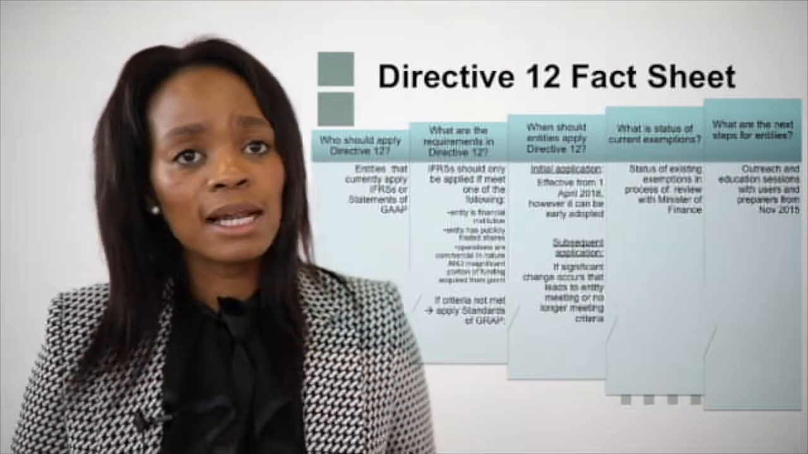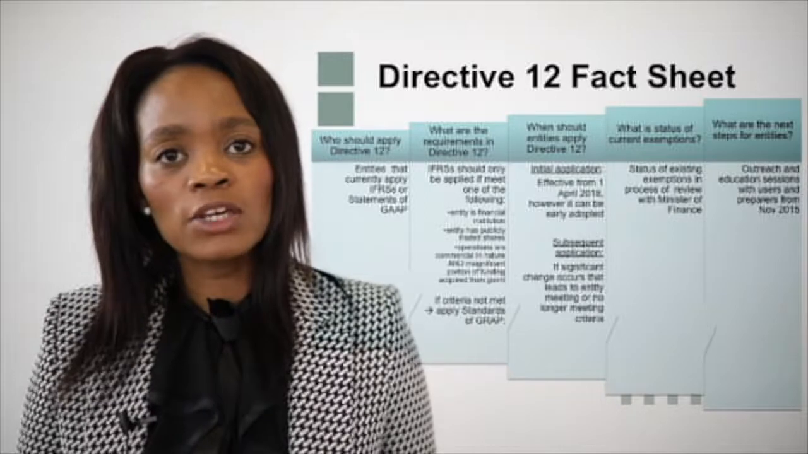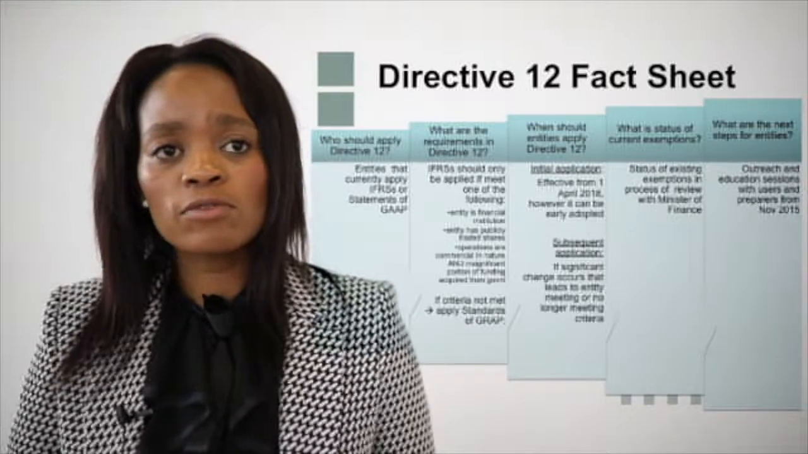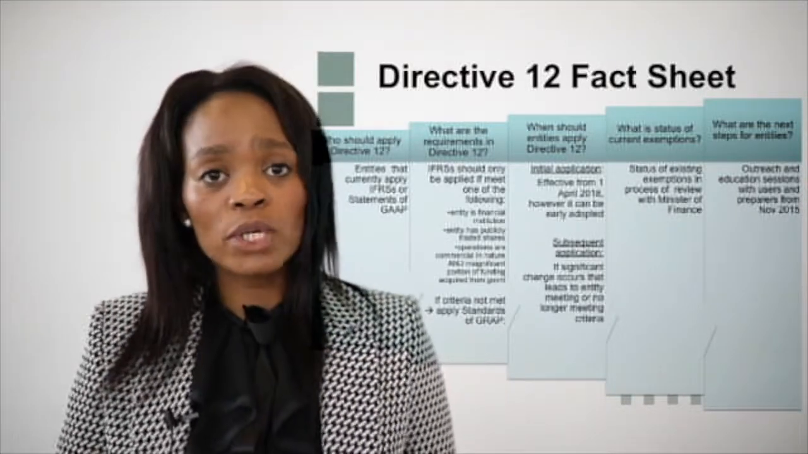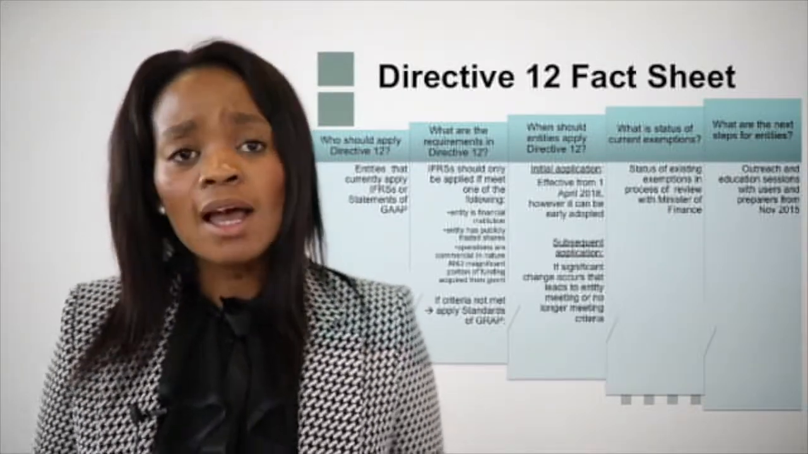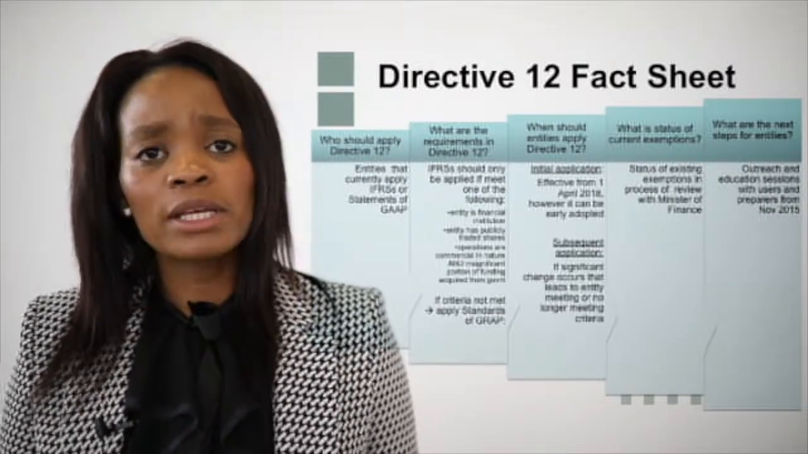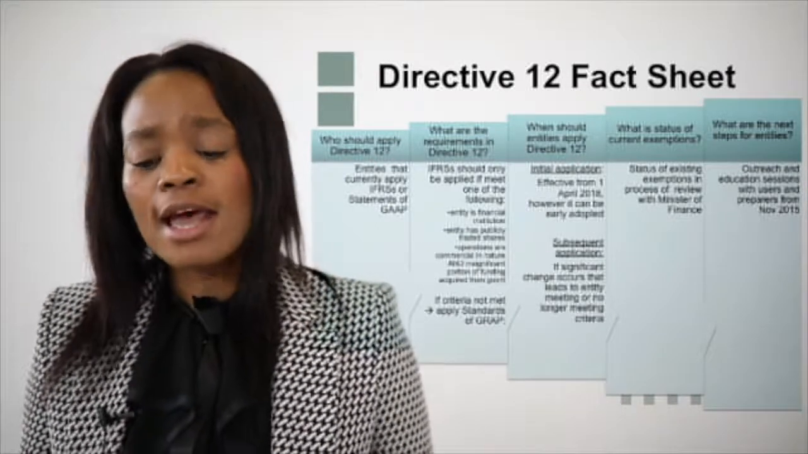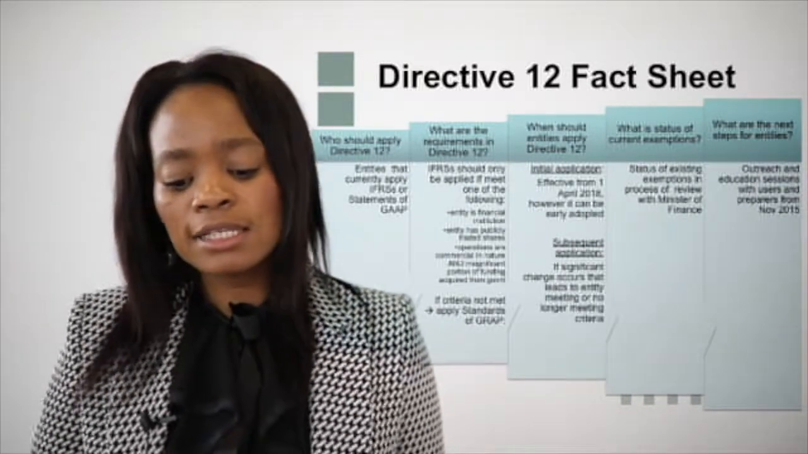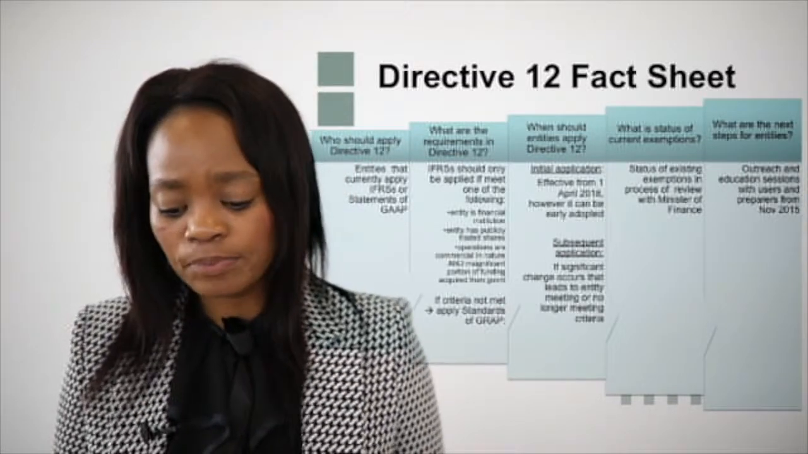When should entities apply Directive 12? As I have said earlier, there will be an initial application or initial assessment that is done by entities when the directive becomes effective on 1 April 2018, or earlier if an entity is in a position to do so. However, the board has also made provision for situations where a subsequent application of the directive may be necessary. And this will often be the case where there has been a significant change that leads an entity to meeting or no longer meeting the criteria that we have outlined in paragraph 11.